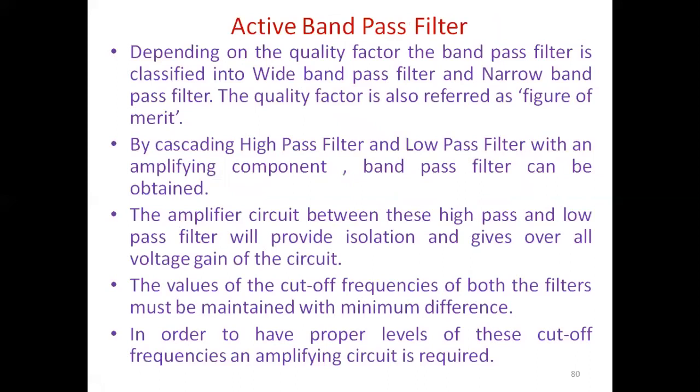Active band pass filter. We can classify band pass filters into two types. One is called a wide band pass filter, the second one a narrow band pass filter, depending upon the quality factor. The other name for quality factor is figure of merit. So how to form a band pass filter? We can cascade a high pass filter and a low pass filter with an amplifying component in the middle. We can construct a band pass filter.